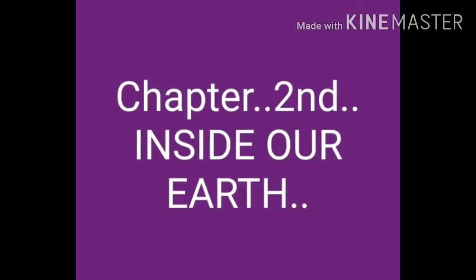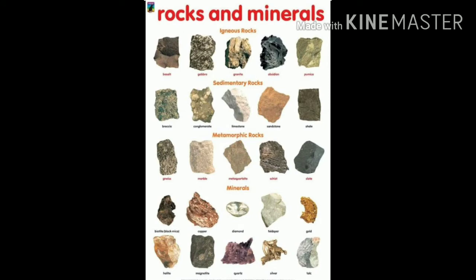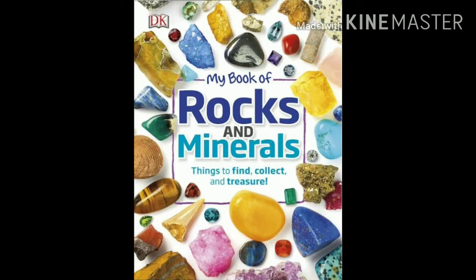Today I am going to teach you Class 7th Social Science Geography Chapter 2nd, Inside Our Earth. Topic 2nd: Rocks and Minerals. The Earth's crust is made up of various types of rocks. Any natural mass of mineral matter that makes up the Earth's crust is called a rock. Rocks can be of different colors, size, and texture. Understood?